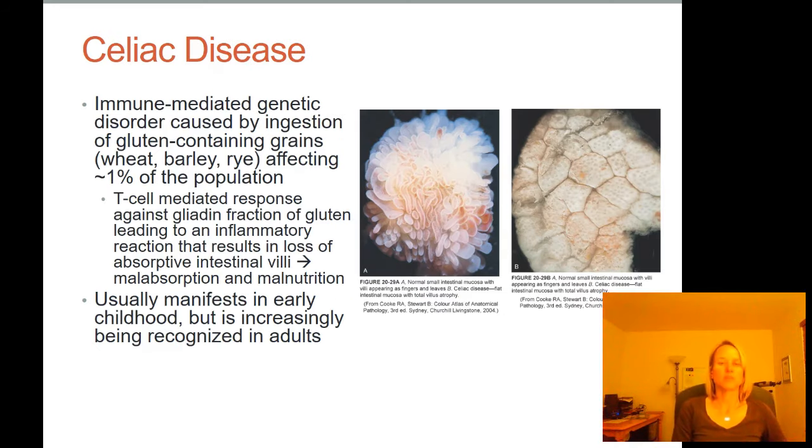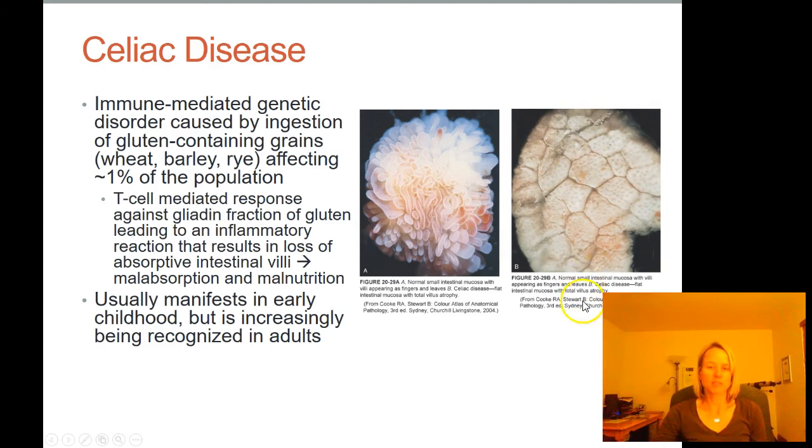Celiac disease is an immune-mediated genetic disorder caused by ingestion of gluten-containing grains, which are wheat, barley, and rye. This affects about 1% of the population. And this is due to a T-cell mediated response that results in an inflammatory reaction and the loss of absorptive intestinal villi. So here's what our villi should look like. Here's with celiac disease. And obviously this is going to result in poor absorption, so malabsorption and malnutrition.